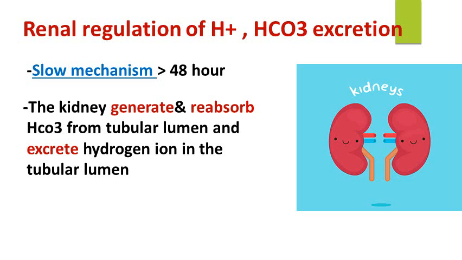Renal regulation is the slow mechanism, which occurs more than 48 hours after pH disturbance. In case of acidosis or increased hydrogen ions, the kidney generates and reabsorbs bicarbonate from the tubular lumen and starts to excrete hydrogen ion in the tubular lumen to decrease the acidity.